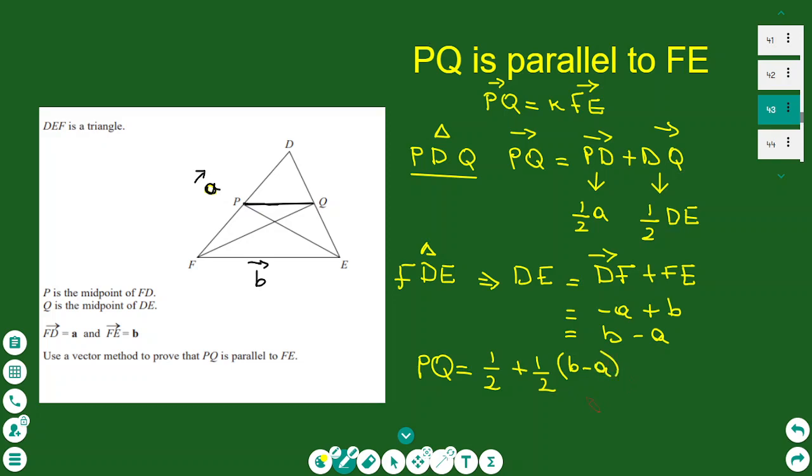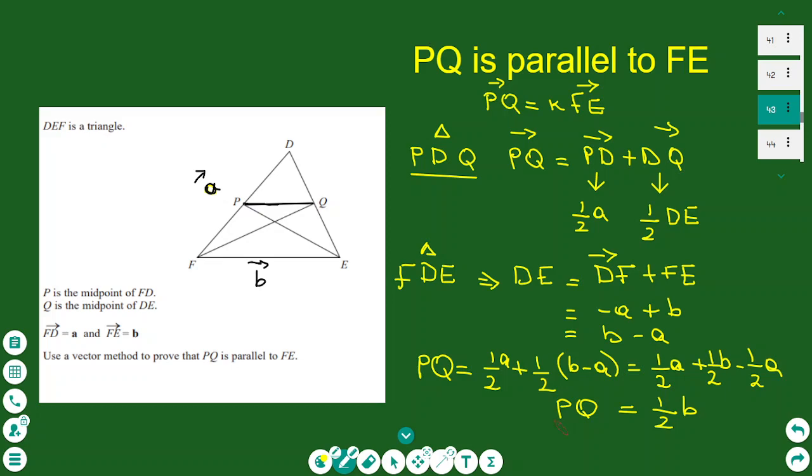I can simplify this vector by multiplying the brackets and collecting like terms. So I can simplify this as half A plus half B minus half A. And we see here that this cancels out and the PQ is the same as half B. Now the PQ is half B and the FE is B.